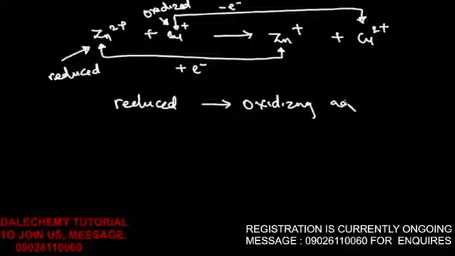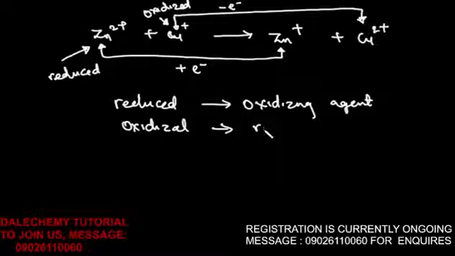So one of the questions you will see is, is the oxidizing agent in the reaction getting oxidized or getting reduced? So the reduced species is the one that's the oxidizing agent, while the reducing agent is oxidized in a redox reaction. So as you can see.